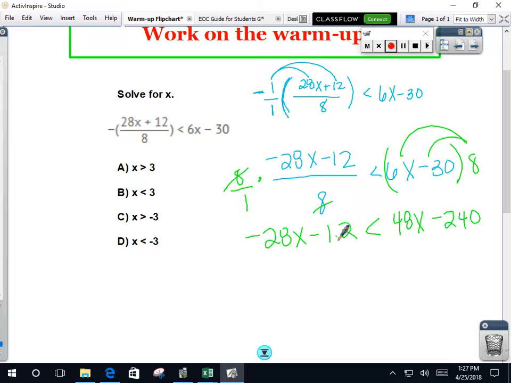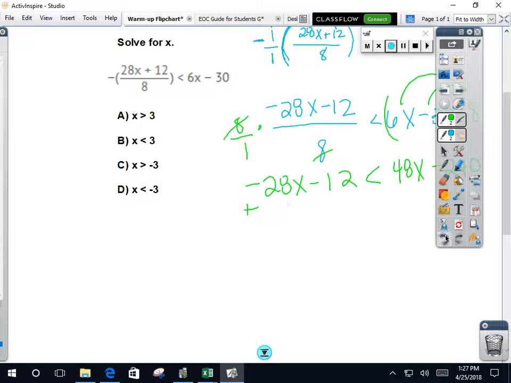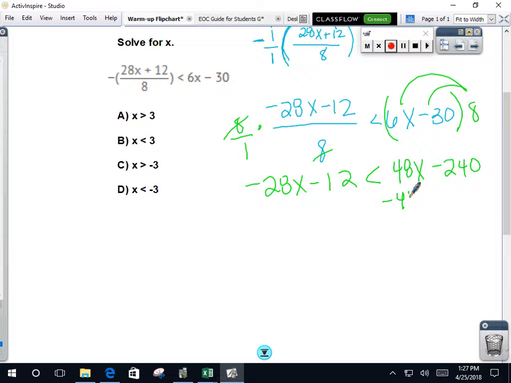Okay, so now we're going to combine like terms. I'm going to add the 28x, or actually no, I'm not going to do it that way. Hold on. You can do this 4 different ways. I'm going to start by subtracting the 48x over to this. So now I have negative 28 minus 48, which is negative what? 76x. And then bring down the minus 12 is less than negative 240.